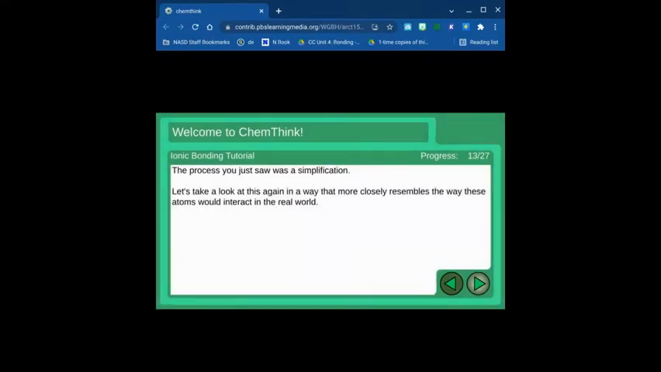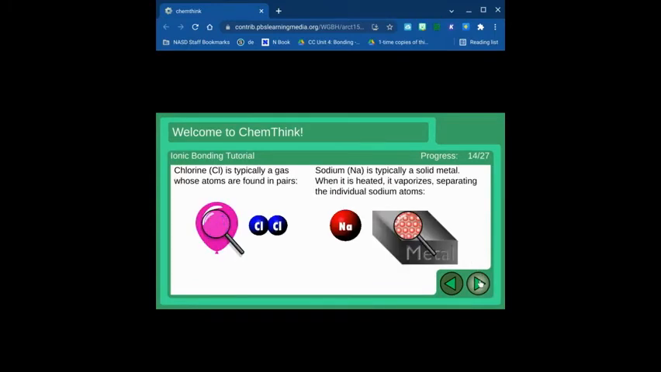The process you just saw was a simplification. Let's take a look at this again in a way that more closely resembles the way these atoms would interact in the real world. Chlorine is typically found as a gas whose atoms are in pairs. Sodium is typically a solid metal. When it's heated, it can vaporize, separating individual sodium atoms. Answer your next question.